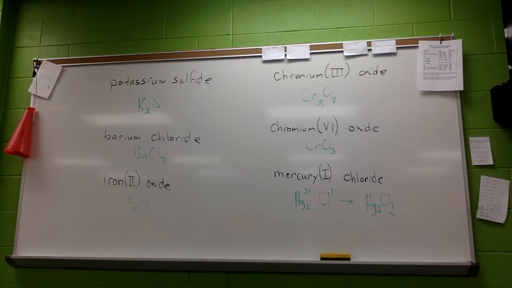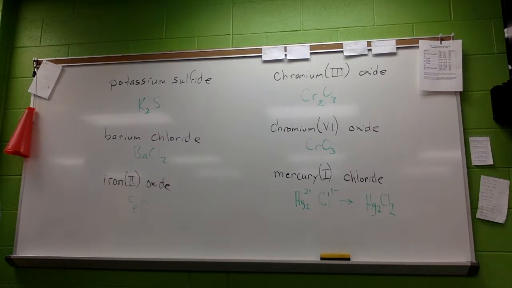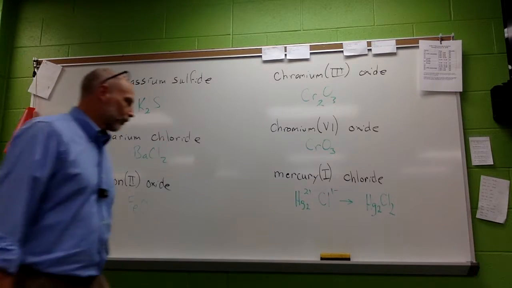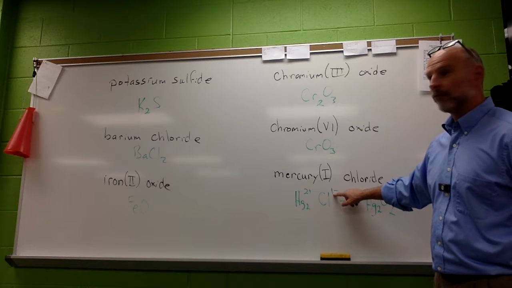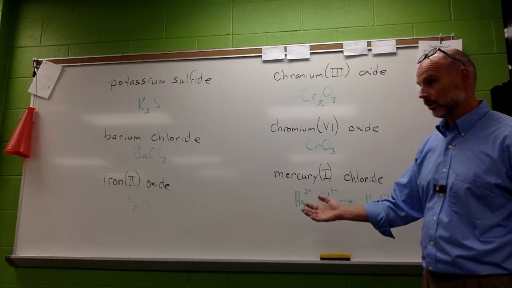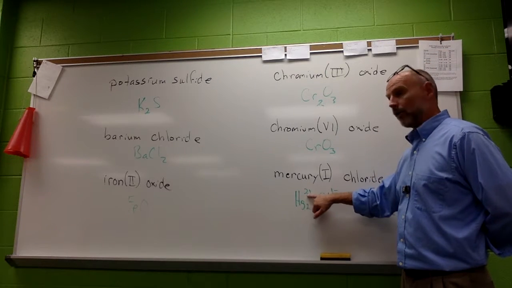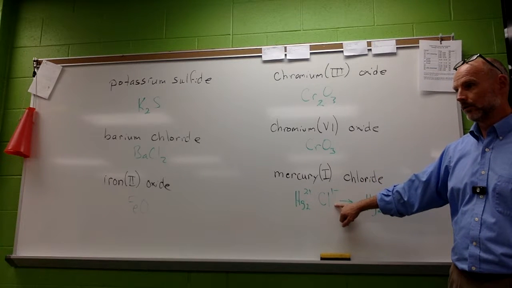Is everyone okay with that? You're not okay with it? I don't know what you did. Well, I have 2 positive charges, and I have 1 negative charge. So I find the least common multiple of 2 and 1, which is 2. I've already got 2 positive charges here, so I'm okay, but I need 2 negative charges here.